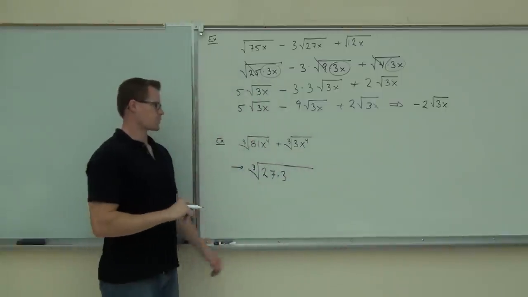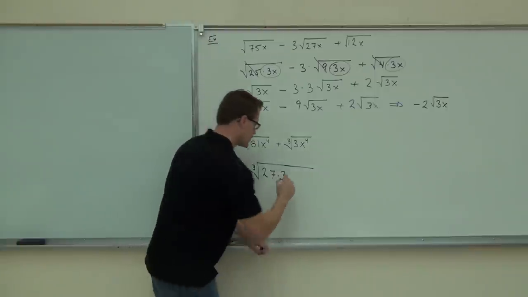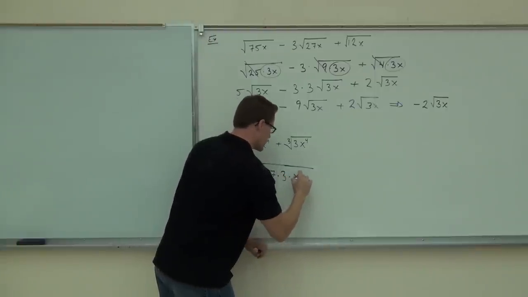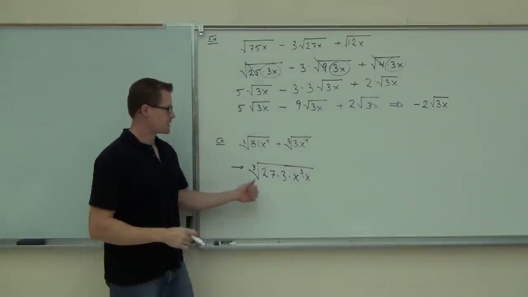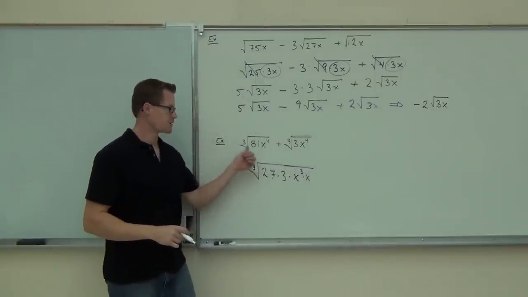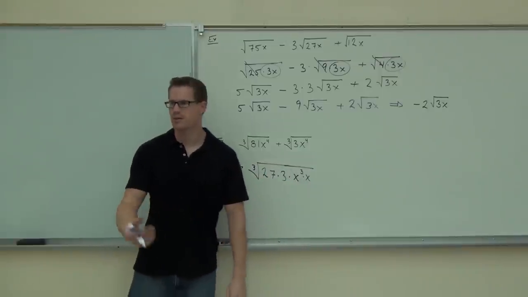Now, the x to the 4th, can we simplify the x to the 4th? X cubed times x. Yeah, that's going to work because I know the power now matches the root. Don't forget about this 3. This is still x to the 4th. We've done this several times now.